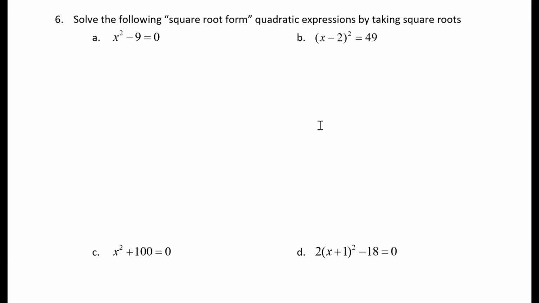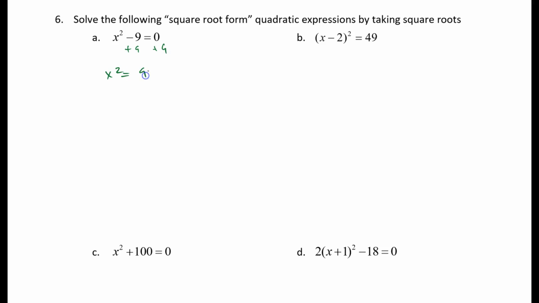So these are in square form. So here we always have that x term inside of a square. You could always multiply things out and use other techniques, but whenever you see it this way, it's often easier just to take square roots of both sides. So here the goal is to get that x squared expression by itself. So I'm going to add 9 to both sides.